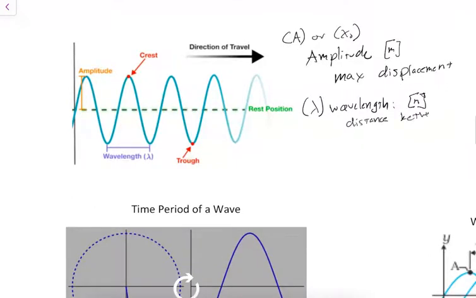between two crests, where crests are the maximum displacement in the positive direction, whereas a trough is a negative maximum displacement. It could also be the distance between two troughs, or even, if we wanted to, the distance between the beginning of an oscillation and when it reaches that same point on that oscillation. So this point, that's also a wavelength as well. Actually, let's do that in blue.